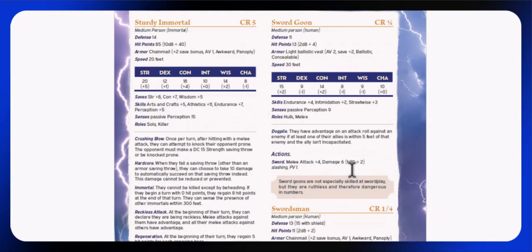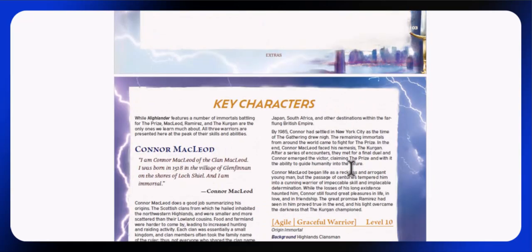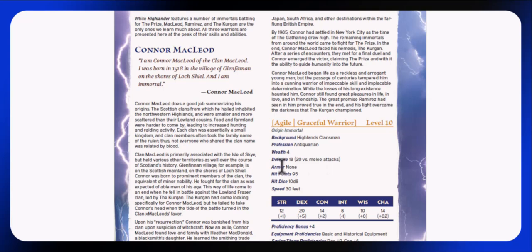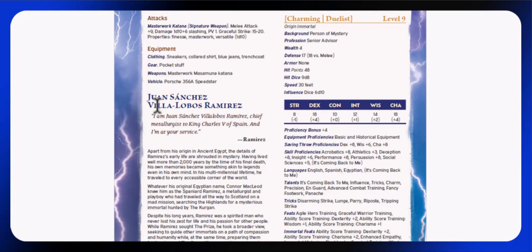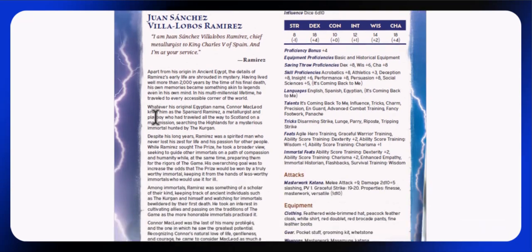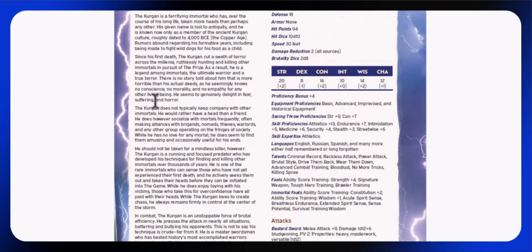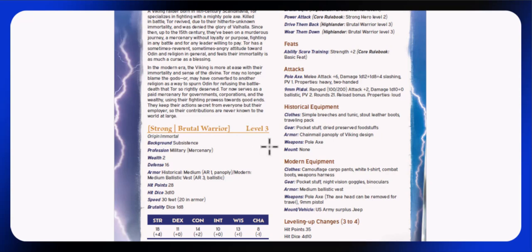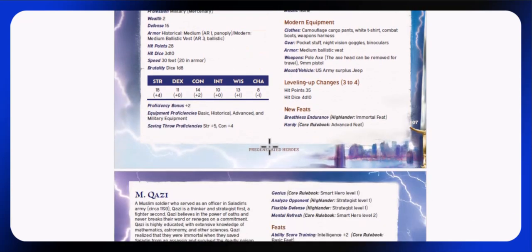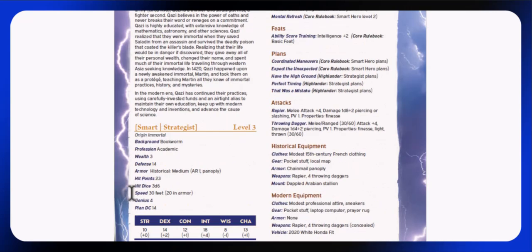So as you can see here, it's about the last dozen pages are your NPCs. And then we get down here to Connor McLeod, Juan Sanchez Villalobos Ramirez. If you've seen the movies, both of these characters will be familiar to you. The Kurgan. And then we get to our pre-generated heroes. So if you want to run without somebody having to make their character sheets, you got your pre-gens back here as well.